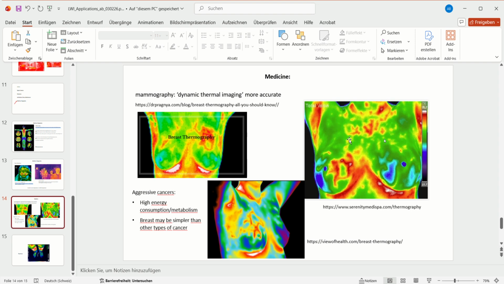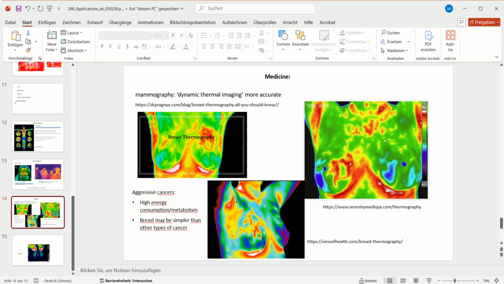And it can also be used for mammography to look for cancer, because a cancer, especially a bad cancer, will make a lot of heat. And here you see the normal breast of this woman, and here in this breast you have heat coming out, so it should be looked at what is inside here.